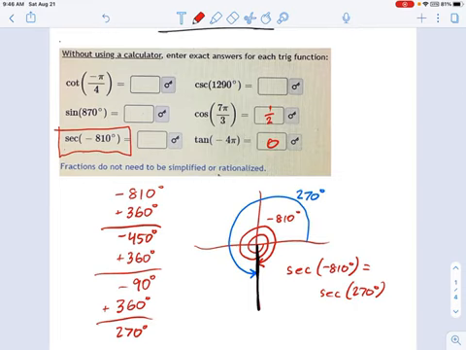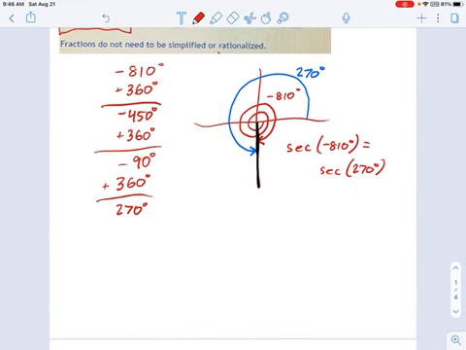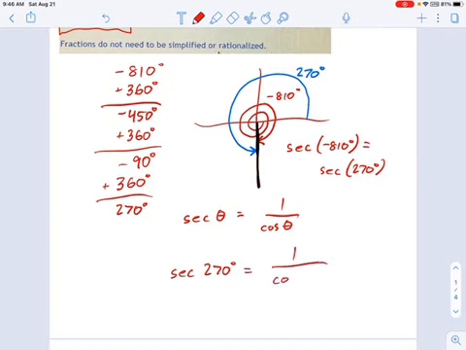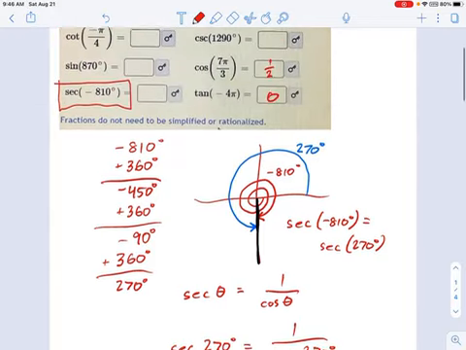So what is the secant of 270 degrees? Well, I know that secant of theta equals 1 over cosine of theta, and you should too. This is a reciprocal trigonometric identity. Okay, secant is just 1 over cosine, which means secant of 270 degrees equals 1 over cosine of 270 degrees. So you see, now it's actually useful for us to know all those sine and cosine values from the unit circle, even though this is a secant problem.